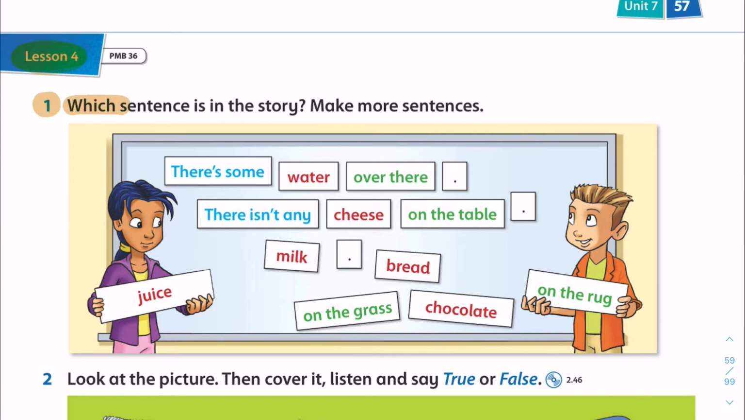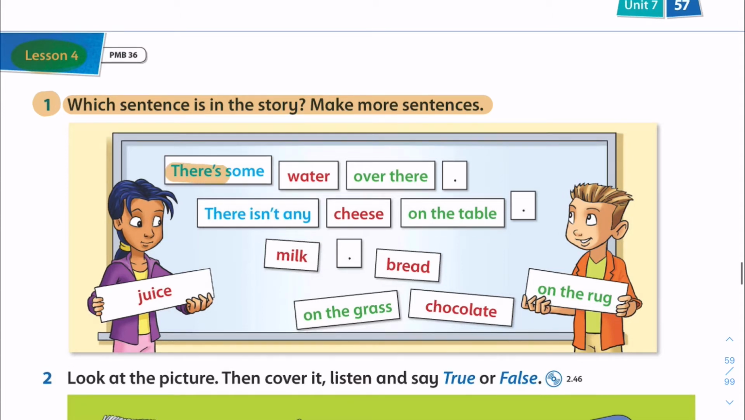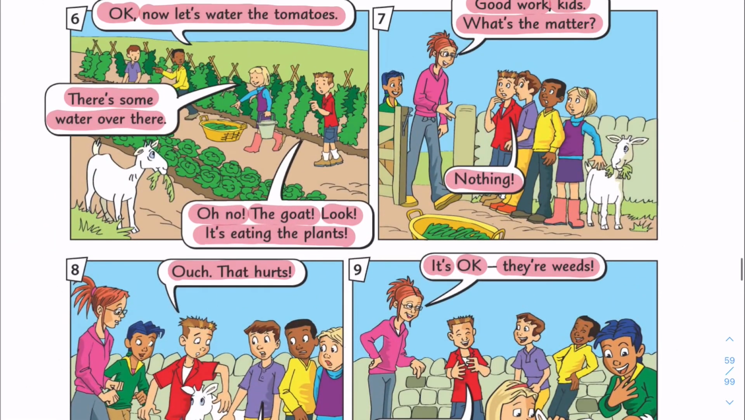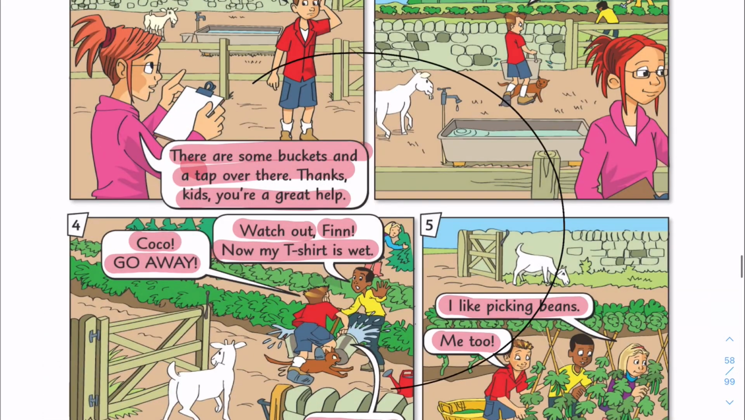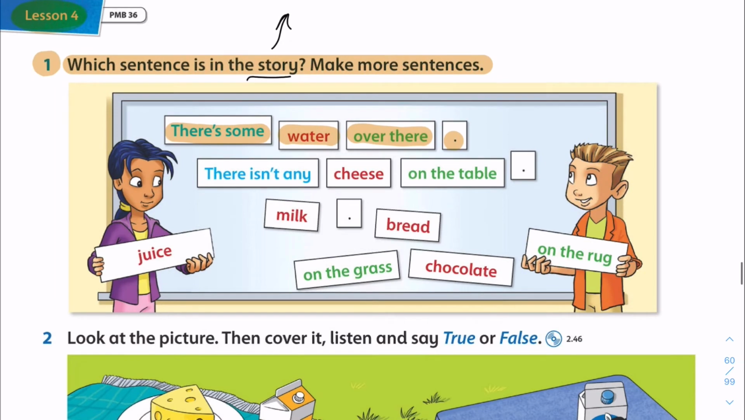Which sentence is in the story? Make more sentences. Now, as you can see, we've got 2 sentences here. One of them is, there's some water over there. Now, let's check. Is this sentence in the story we learned last lesson, on pages number 57 and 56? And the answer is yes. The first sentence is actually in the story.